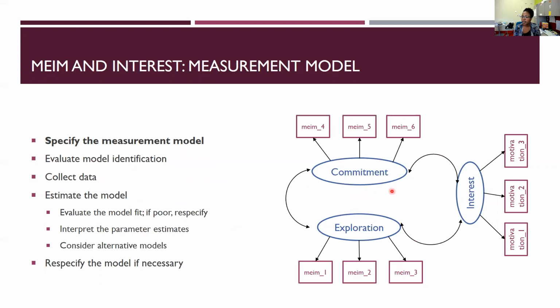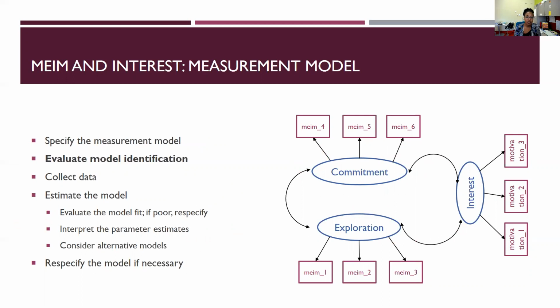As we've seen already, it's a two-factor model. Commitment and exploration each have 3 indicators. So that's how we would specify that. And interest also has 3 indicators. In the data, they're called motivation 1, motivation 2, and motivation 3. So to set this up, we just say 3 latent variables, 3 indicators each.